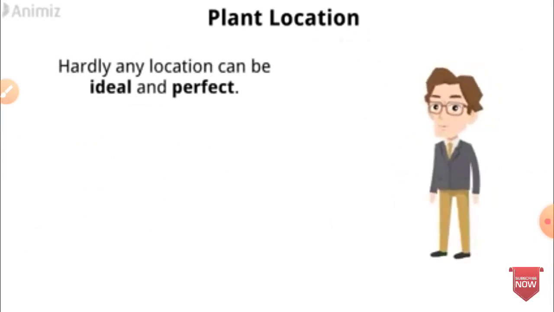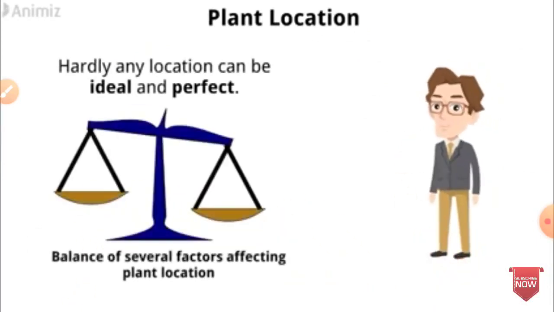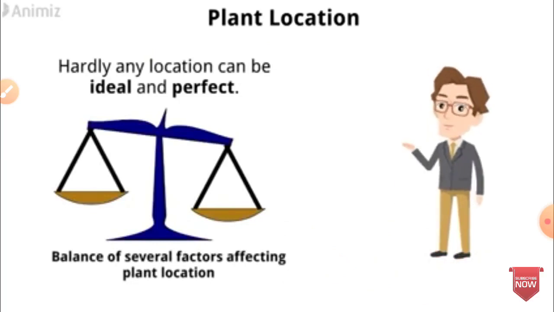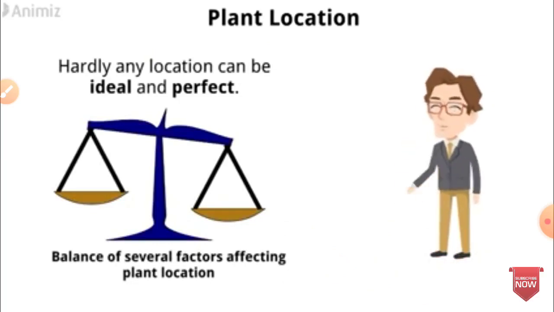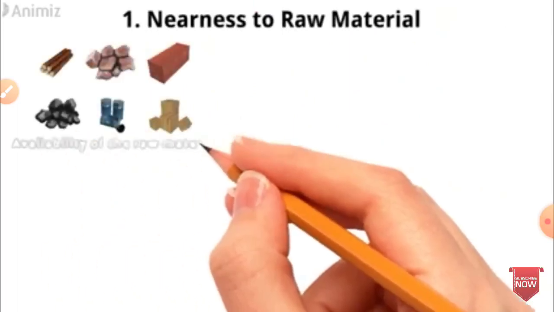So for plant location, hardly any location can be ideal and perfect. It is a balance of several factors affecting plant location. So the next point we discuss in plant location. The first point is nearness to raw material. So this is an important point.